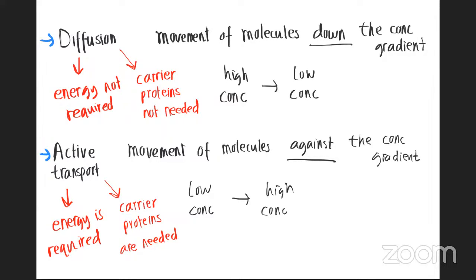Okay, so guys. Diffusion is a movement down the concentration gradient. Active transport is a movement against the concentration gradient. In diffusion, energy is not required. In active transport, energy is required. In diffusion, carrier proteins are not needed. In active transport, carrier proteins are needed.